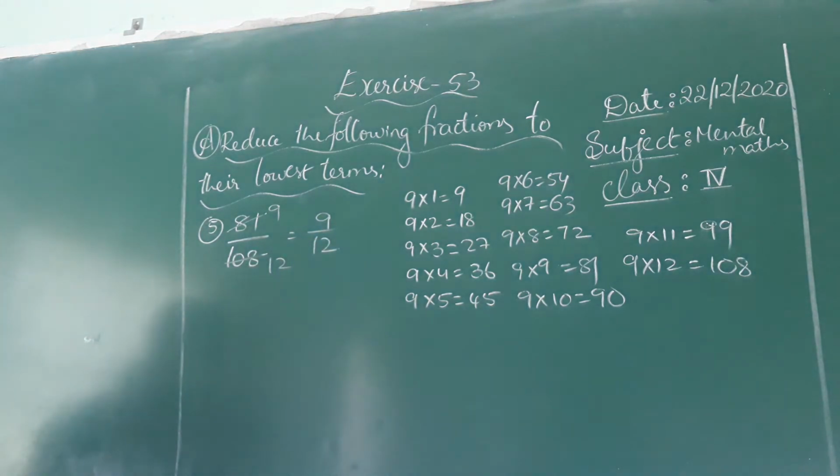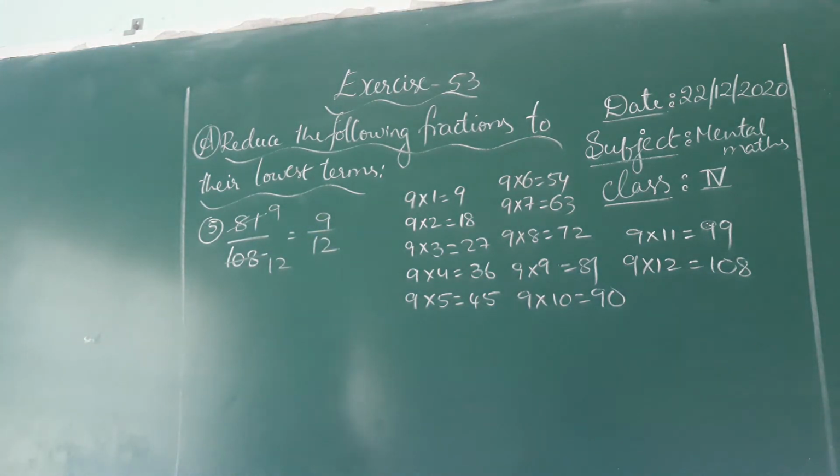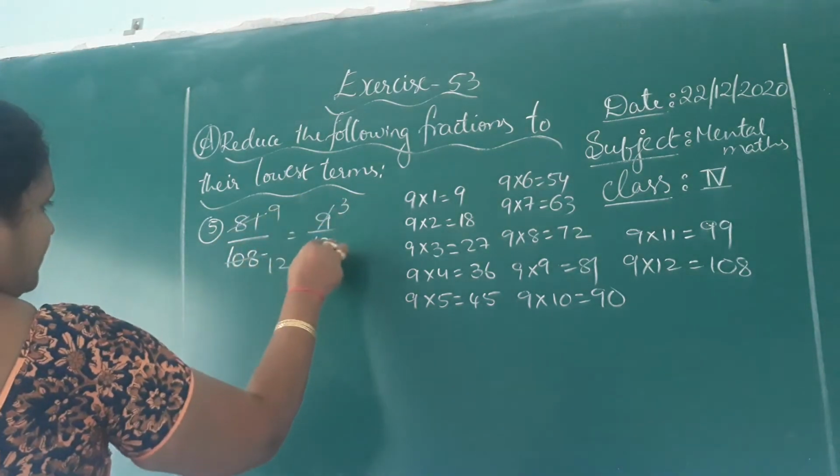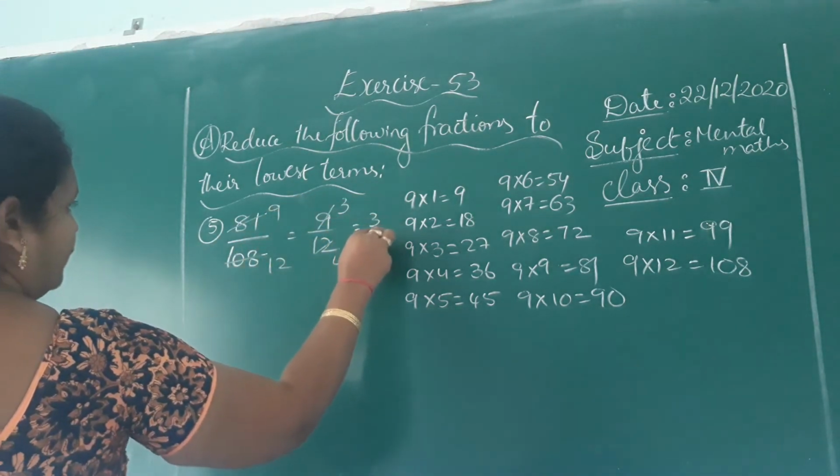It also cancels in the 3 table. 3 threes are 9, 3 fours are 12. So 9 is 3 threes, 12 is 3 fours. Answer is 3 by 4.